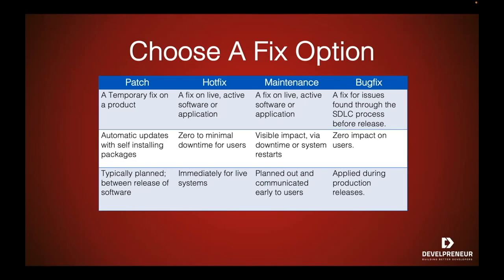That's why we get into the maintenance cycle. We get into that routine of constantly going back through and doing software updates, which leads us to the maintenance option. So the maintenance here is a fix on live, active software or an application. This has a visible impact via downtime or system restart. And maintenance is typically when we do a planned outage.